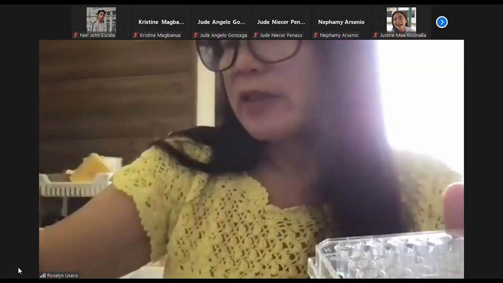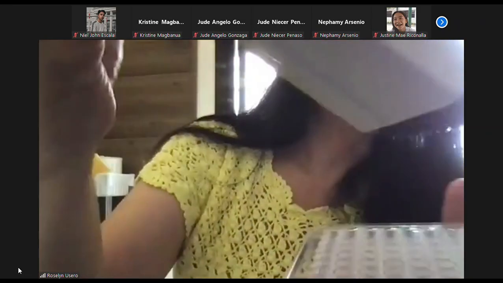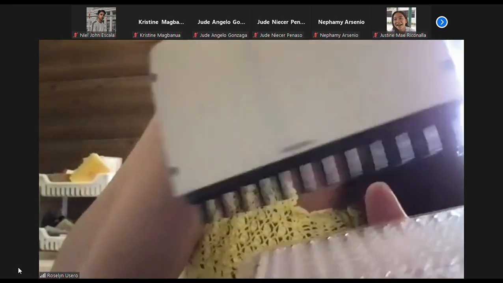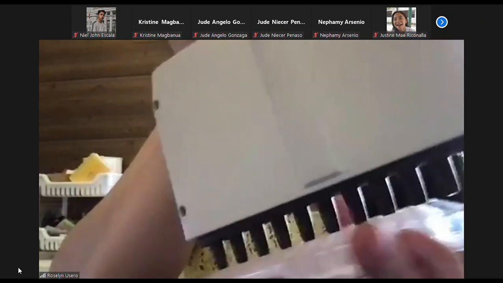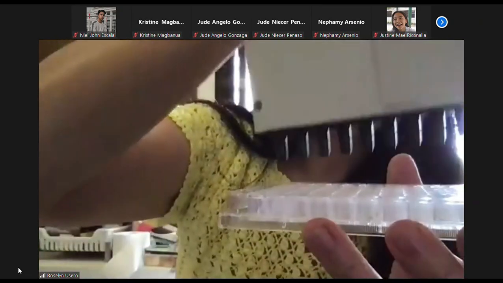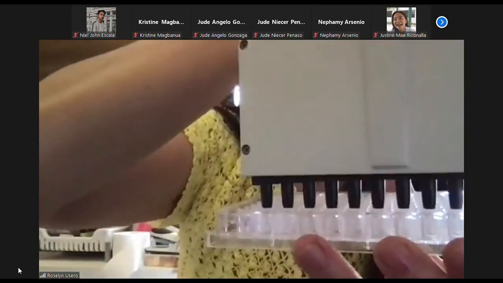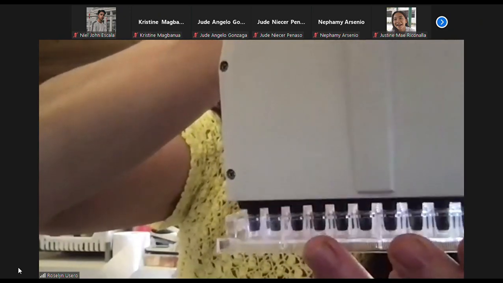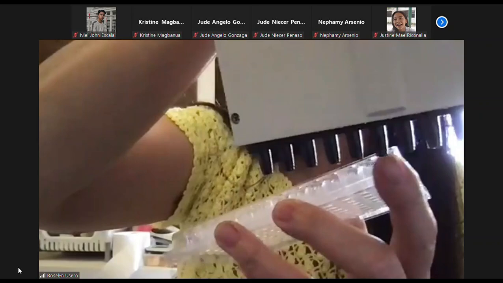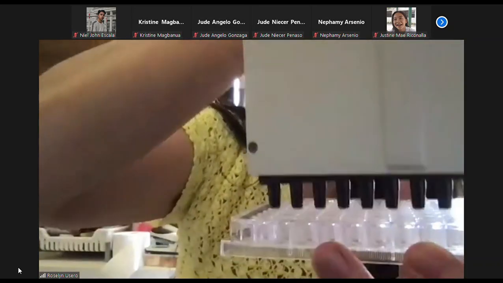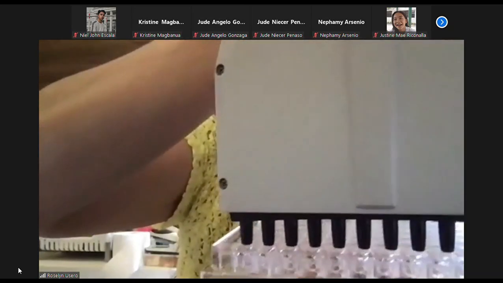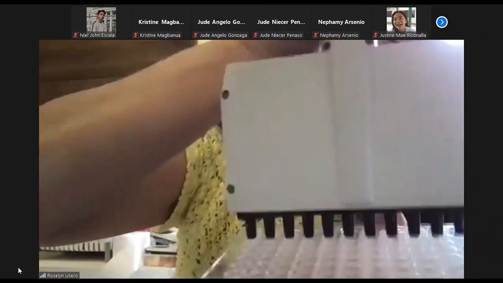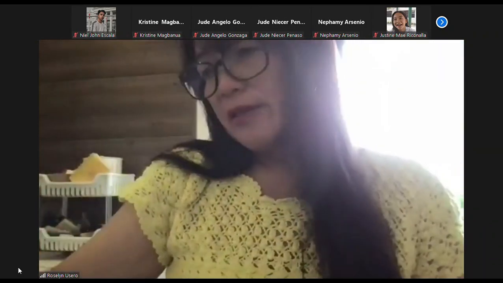Then with the multi-channel, there are many tips at the same time, so you can also transfer at the same time. At a time, you can do 2, 4, 6, 8, 10, 12. It is faster rather than one by one.